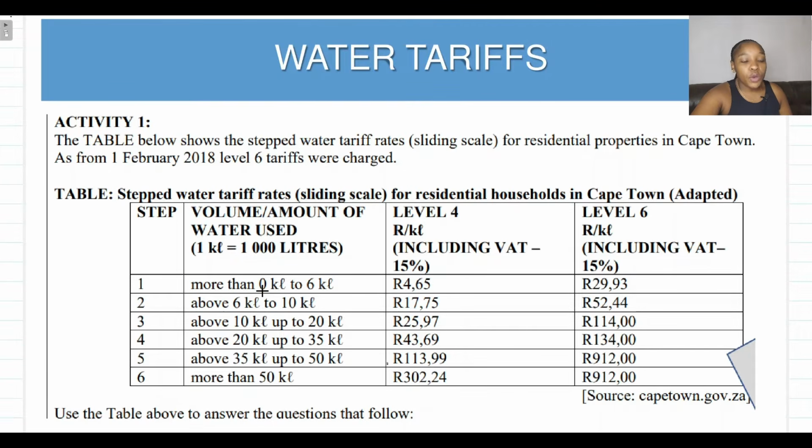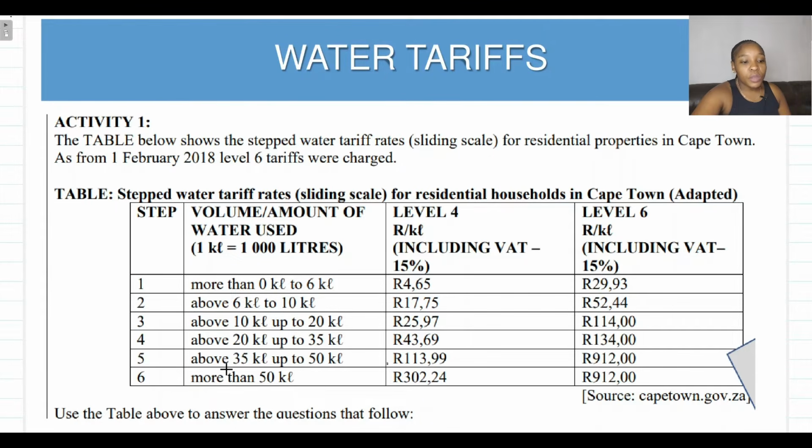If you consume between 0 to 6 kiloliters of water, you need to pay 4 Rand and 65 cents. If you consume between 6 kiloliters and 10 kiloliters, you need to pay 17.75. If you consume between 10 kiloliters and 20 kiloliters, you need to pay 25 Rand and 97 cents per kiloliter of water that you use. If you consume between 20 and 35 kiloliters, you need to pay 43 Rand and 69 cents per kiloliter.